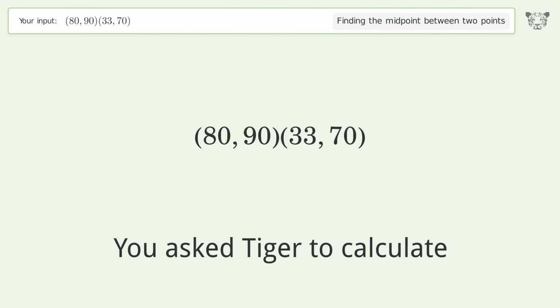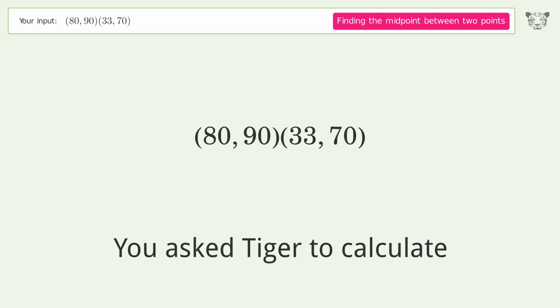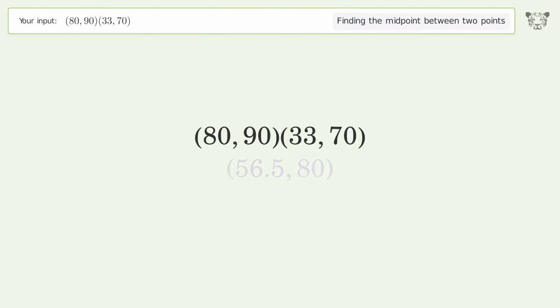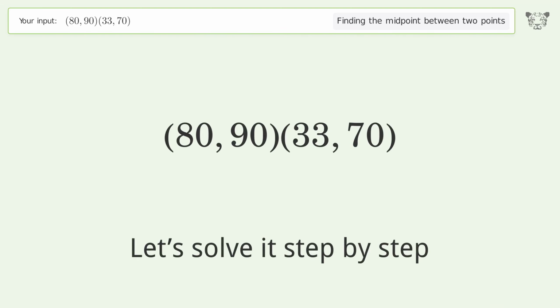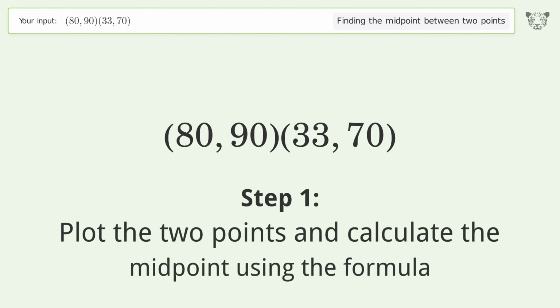You ask Tiger to calculate. This deals with finding the midpoint between 2 points. The midpoint between the 2 points is 56.5, 80. Let's solve it step by step. Plot the 2 points and calculate the midpoint using the formula.